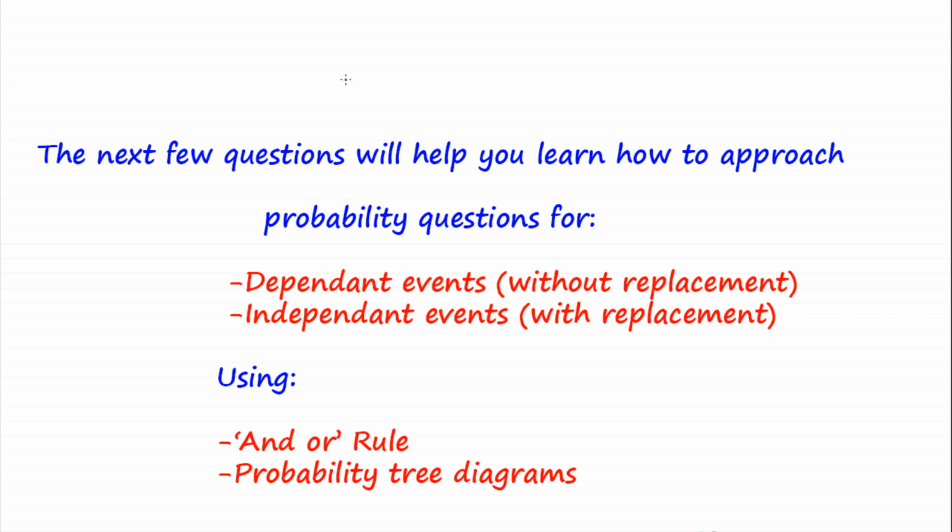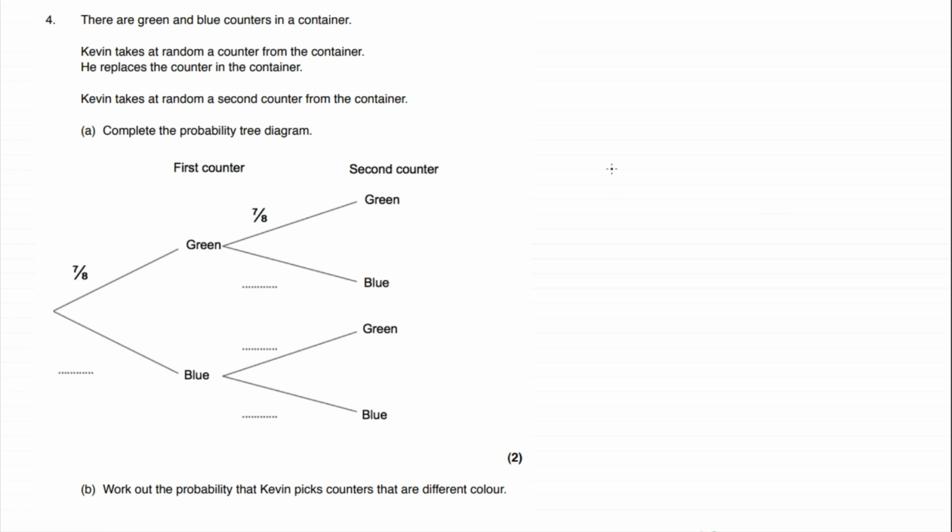The next few questions will hopefully help us calculate probabilities for dependent events and independent events. We're going to be using what's called the and/or rule to calculate specific probabilities, and we're also going to be using some probability trees. So let's have a look at this question and see what we can do here.